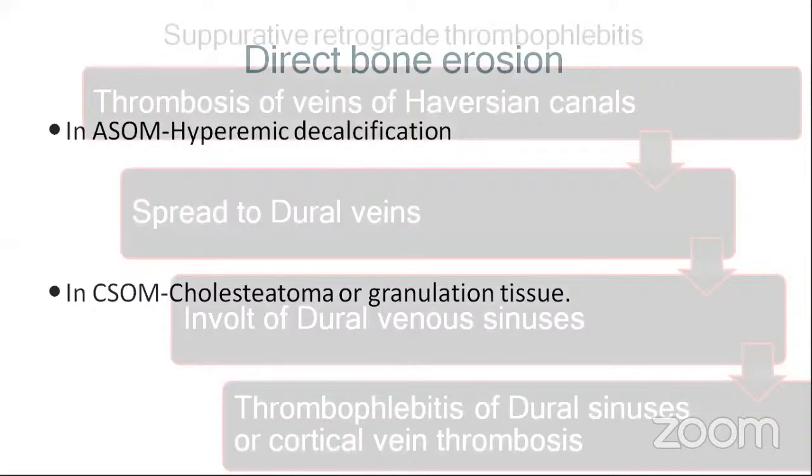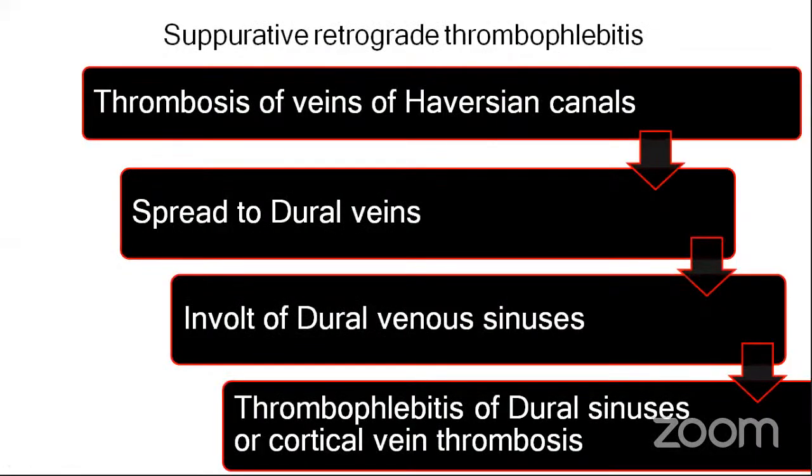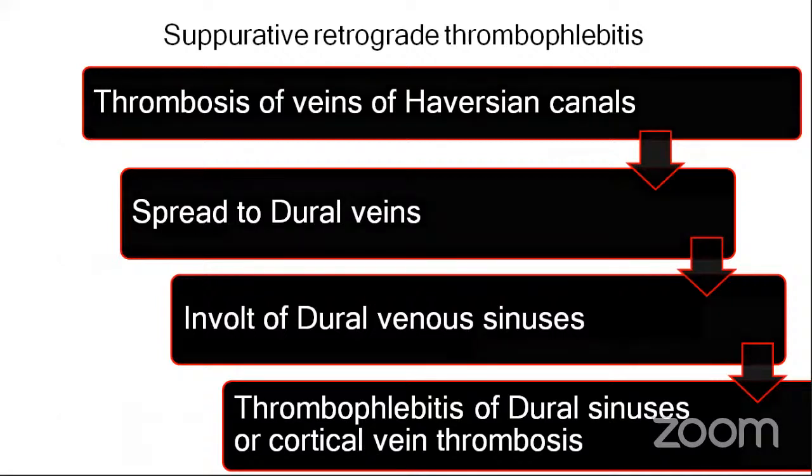So in suppurative retrograde thrombophlebitis, the pathway is thrombosis of veins of the Haversian canals within the bone that will spread to the dural veins. And from the dural veins, it will involve the dural venous sinuses. And from the dural venous sinuses, it can cause thrombophlebitis of the dural sinuses or cortical vein thrombosis.